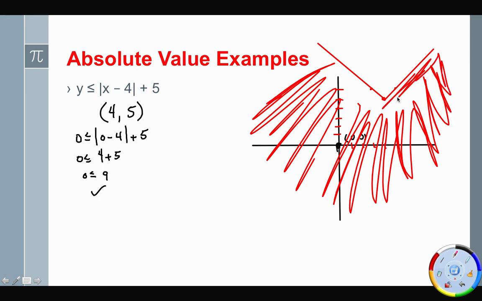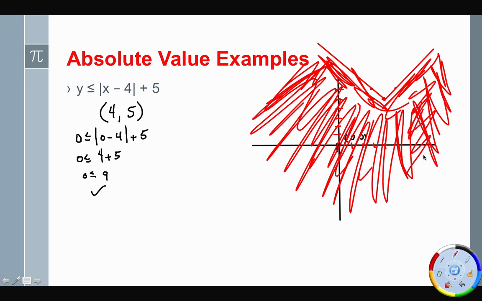Now, I know some of you guys are going to get all fancy with your shading and all that. But this right here is the graph of this inequality. Fanciness is not necessary when you're shading a graph. The most important piece is to find out where the shaded region is and to also graph the inequality itself.